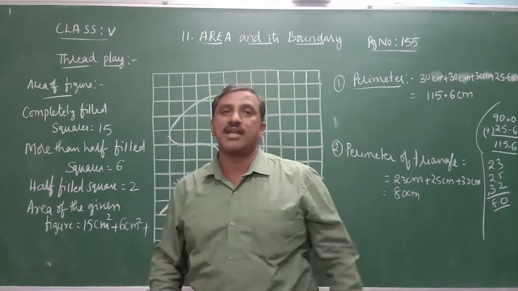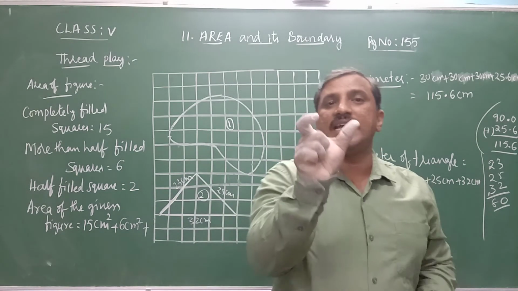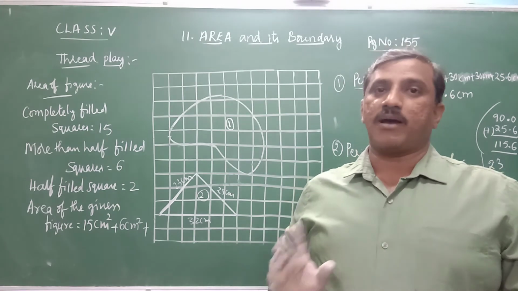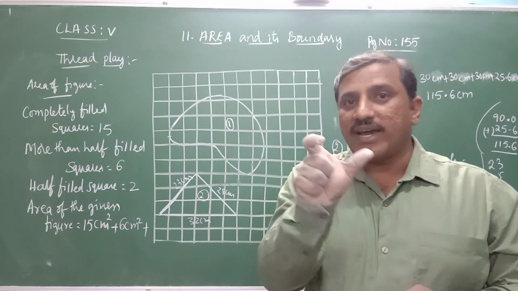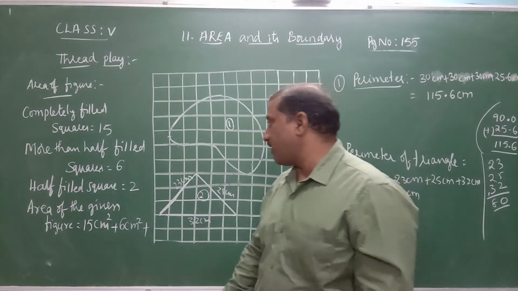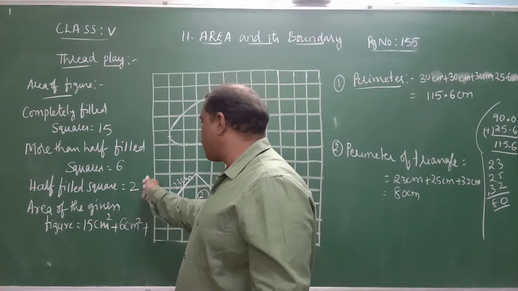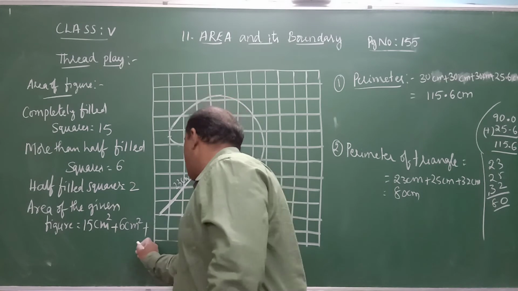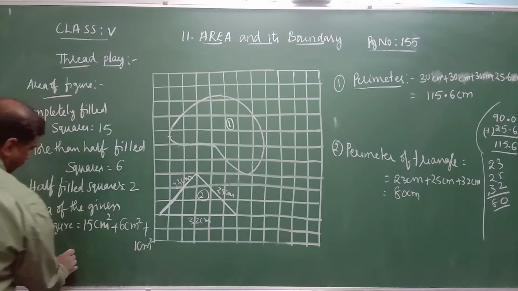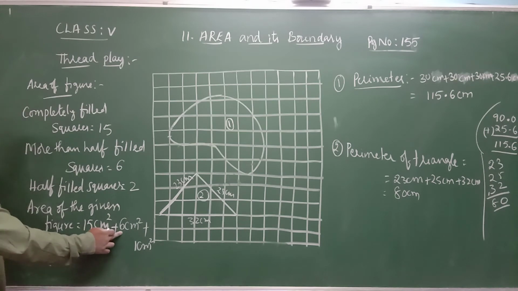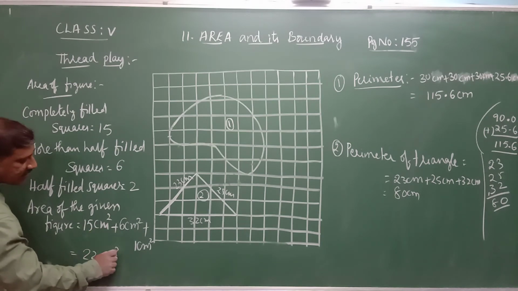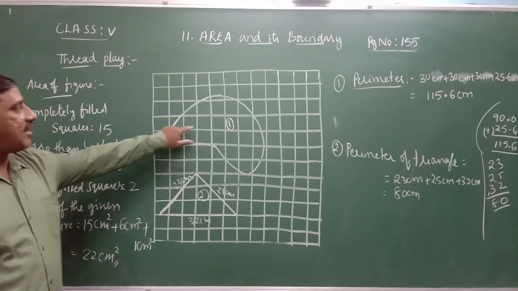Plus, then the third one: half filled squares. Each one half filled square is equal to half centimeter square. If 2 squares are there, then 2 halves means it is 1 centimeter square. So here 2 half filled squares are there. Therefore it is 1 centimeter square. Now add all. So what we get is 15 plus 6, 21. 21 plus 1, 22 centimeter square is the area of figure 1.